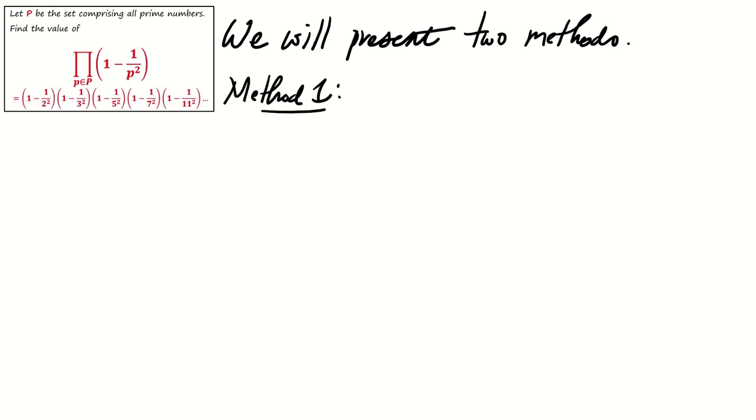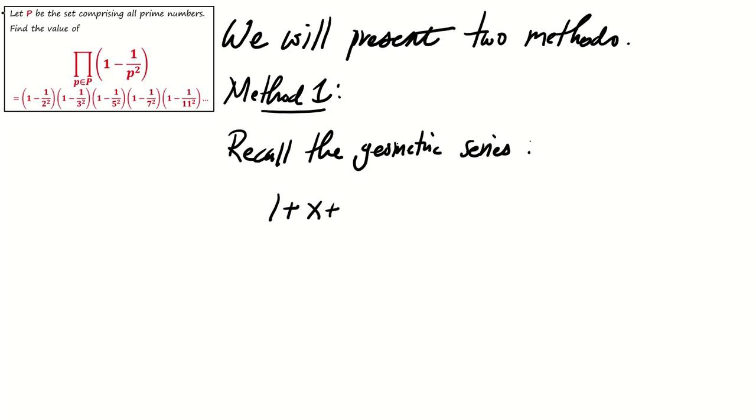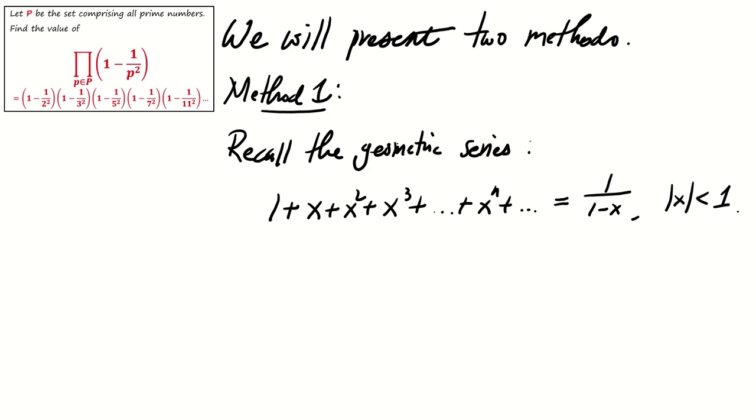Method number 1: let's recall the geometric series. 1 plus x plus x squared plus x to the power 3, and so on, and in general x to the power n. This series is called a geometric series with first term 1 and common ratio x, and it equals 1 over 1 minus x, provided that the modulus of x is less than 1.